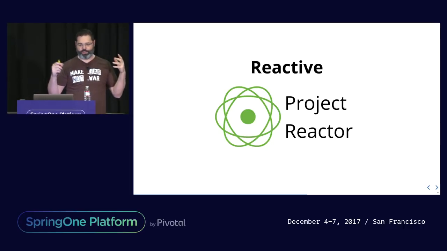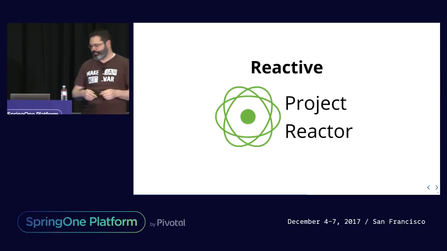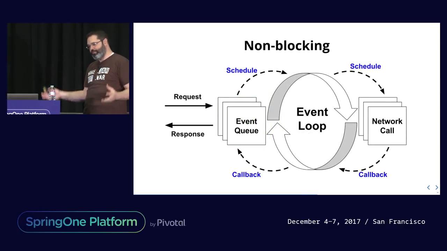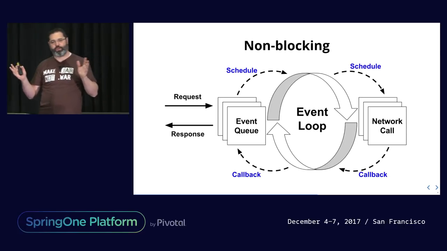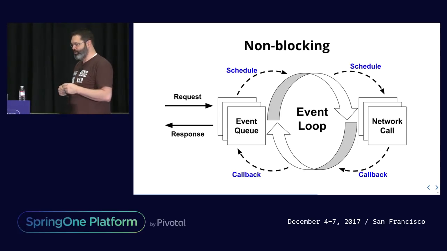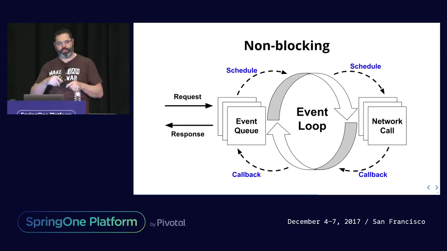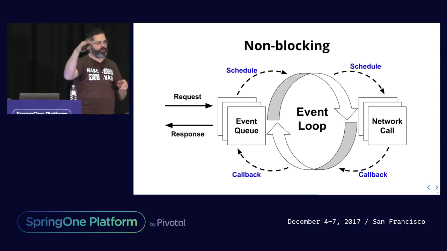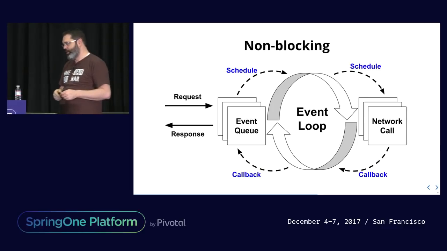Reactor is non-blocking. It has back pressure, and runs in an event loop. So there are only a handful of threads, roughly one per core in a machine, and things get queued. At the end of the chain, we make the network call, and as the response comes back, we pass that back out.